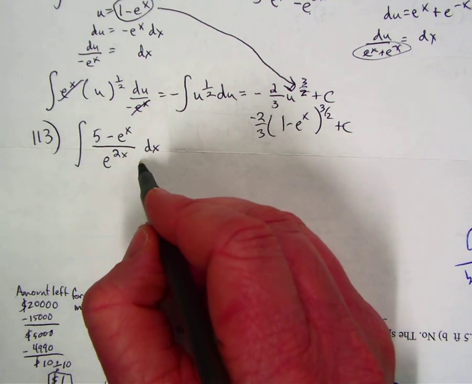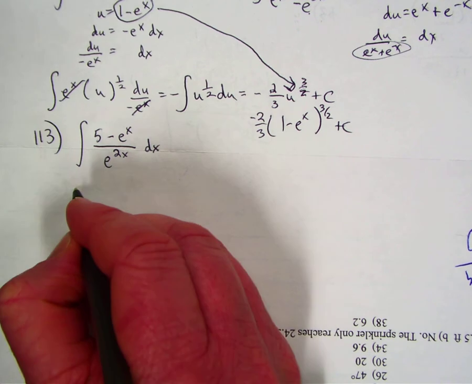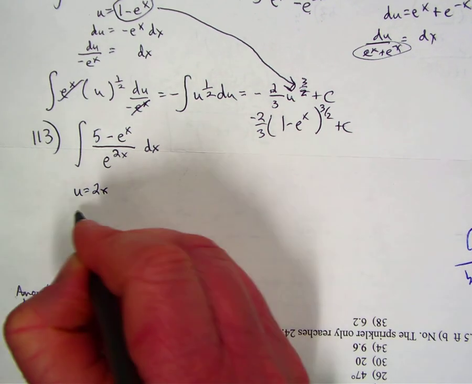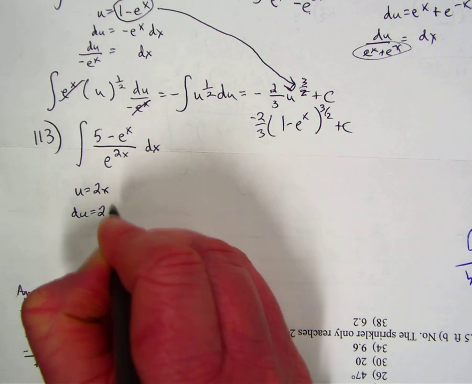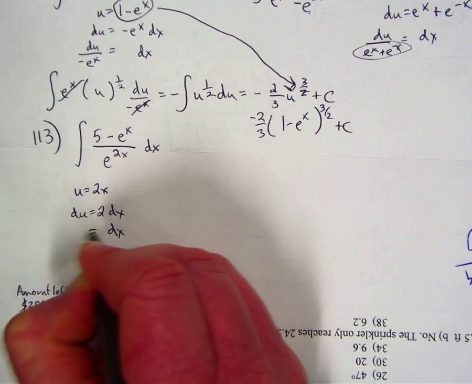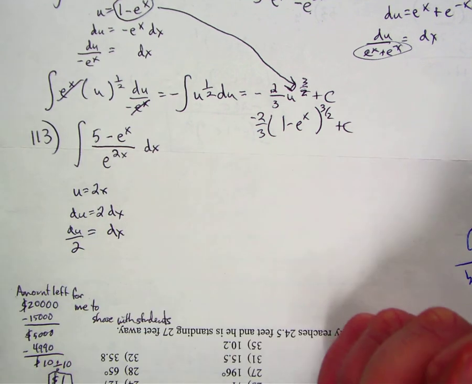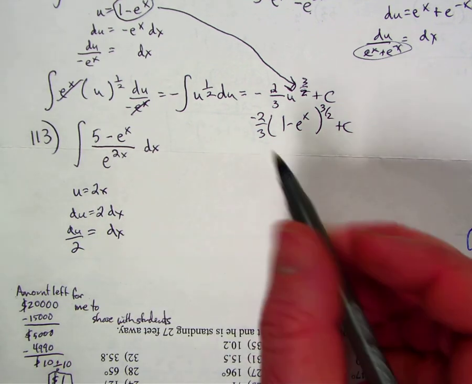This is a little bit trickier. Try to let u be 2x. So du would be 2 dx. dx equals du over 2. When I look, that's not going to help me out very much. Not going to substitute very much.